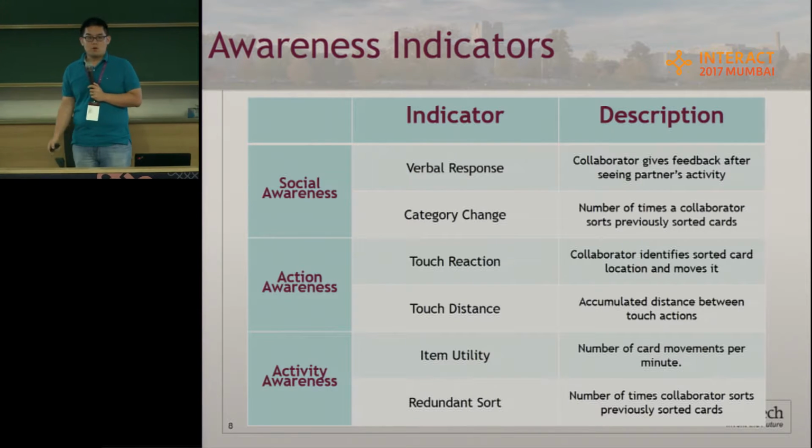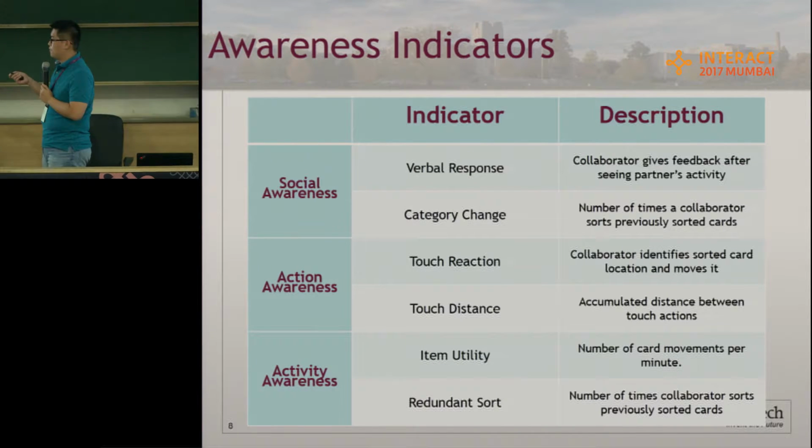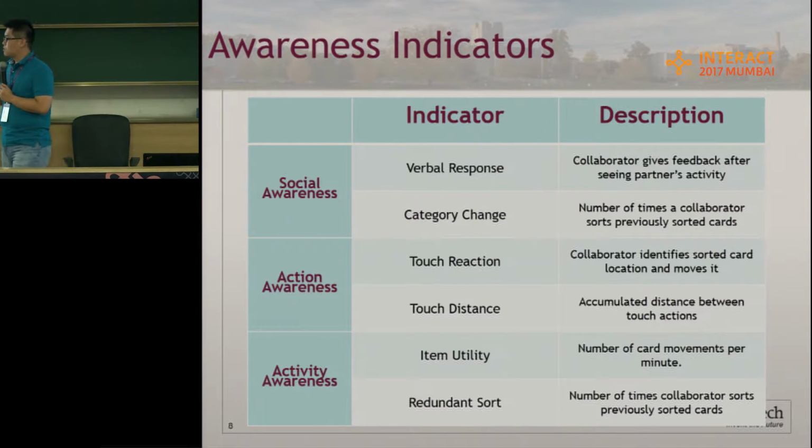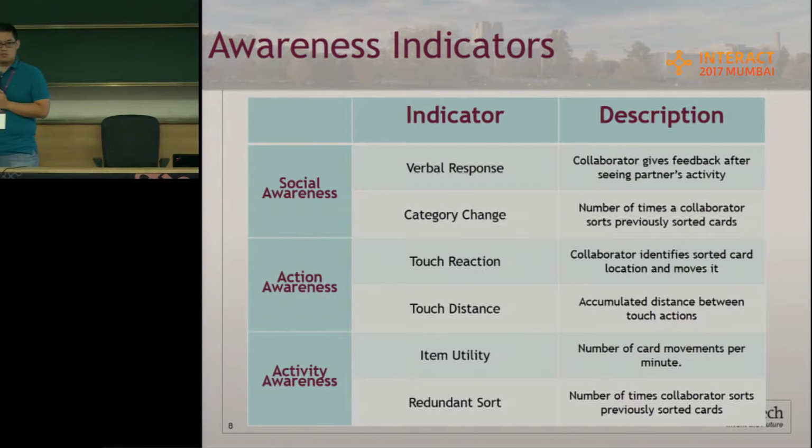For each awareness type, we identify the awareness indicators. For social awareness, we use the verbal response and category change. The verbal response is the collaborator giving feedback after seeing the partner's activity. So you see others' activity, and you have a sense to give a verbal response of okay or no. The category change is the number of times a collaborator re-sorts previously sorted cards. So when you sorted a card into definitely, I later changed it to probably or possibly. That involves social awareness, because when you change others' ideas, there is some social tension there.